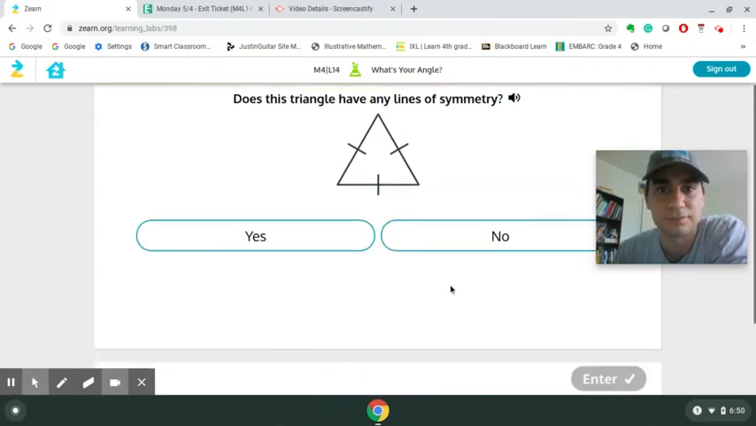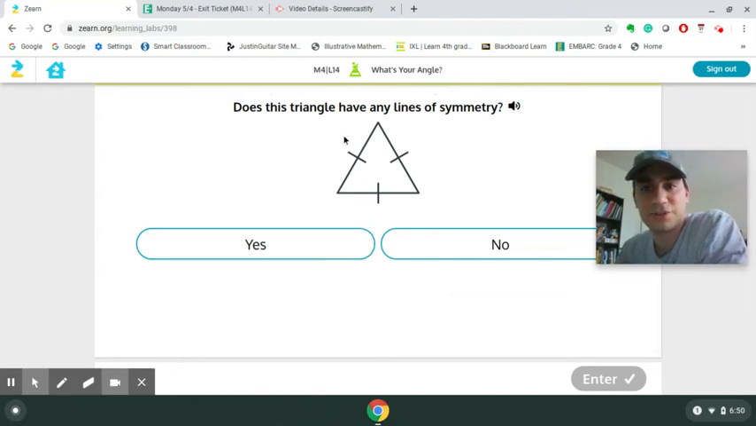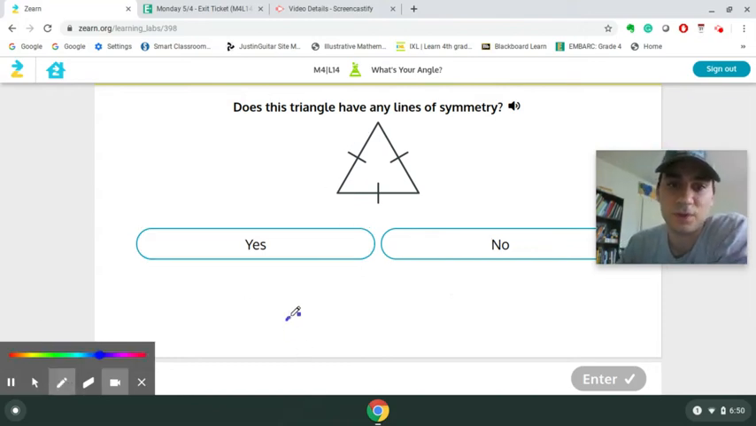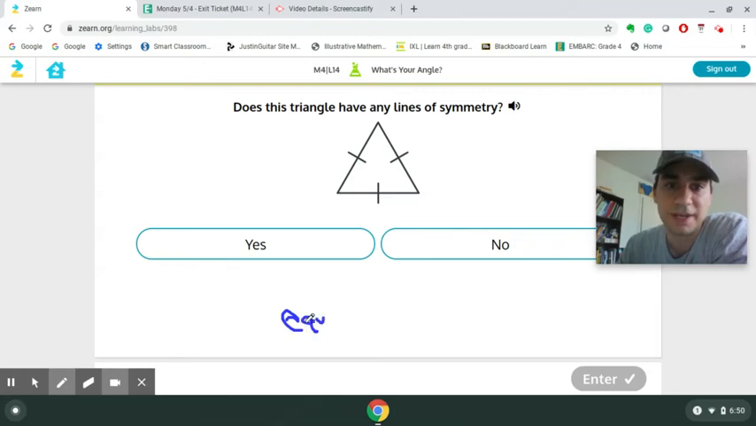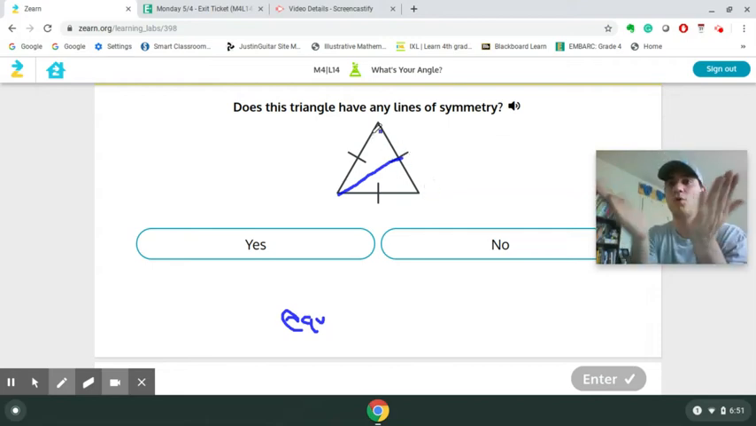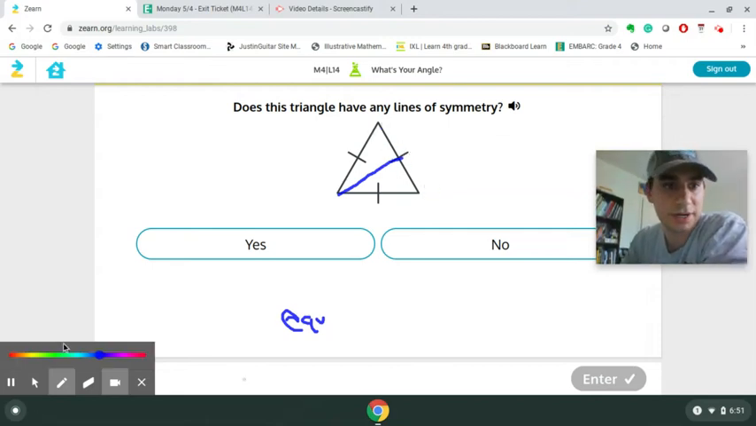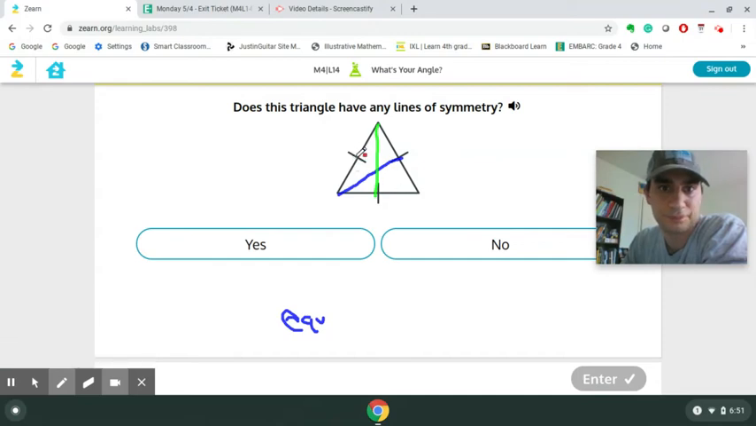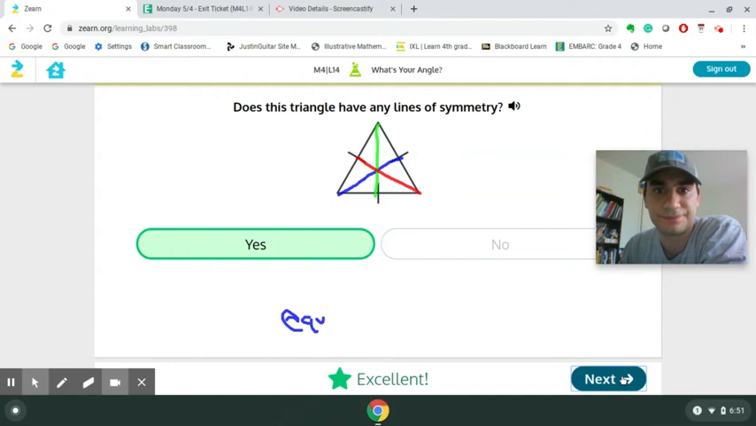Nice job. Does this triangle have any lines of symmetry? Remember, it's equilateral. I'll just write EQU, okay? So when it's equilateral, 3 sides are the same. That means it has 3 lines of symmetry. There's one. I could fold it on top of itself perfectly. Here, I'll do them in different colors. Let's do this one green. And the last one we'll do red. 3 lines of symmetry. So yes, it does have lines of symmetry.